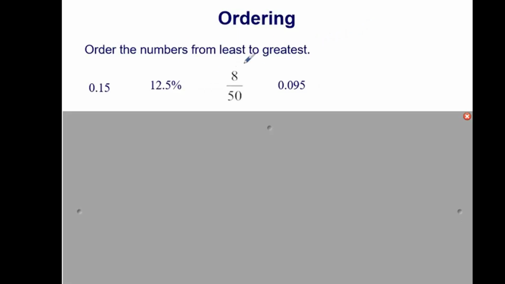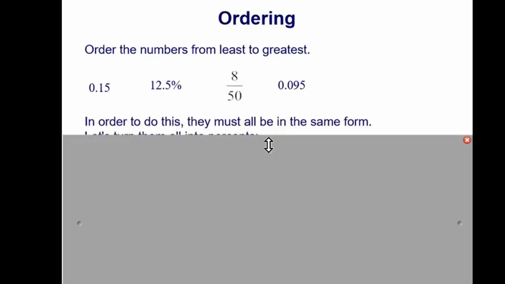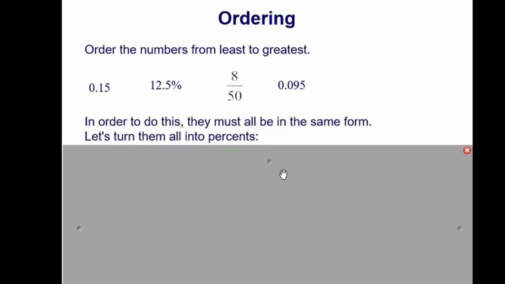So here we want to order the numbers from least to greatest. The first thing you have to do is have them all in the same form. So let's just turn them all into percents. You can have them all in decimals, fractions, or percents. We're just using percents for this example. So 0.15 is a decimal, so you want to multiply that by 100 to get the percent. This is already a percent, 12.5%.